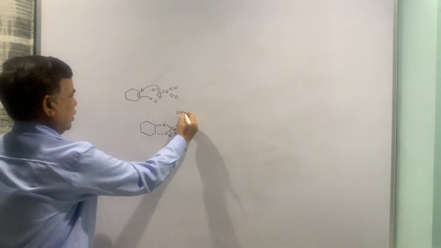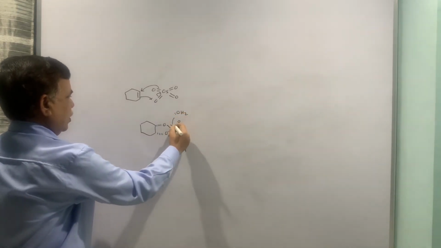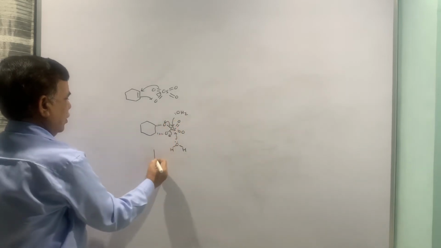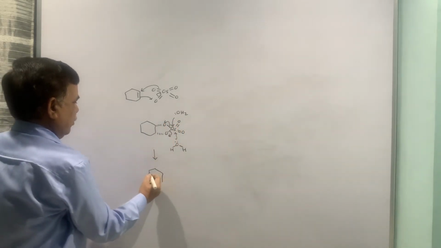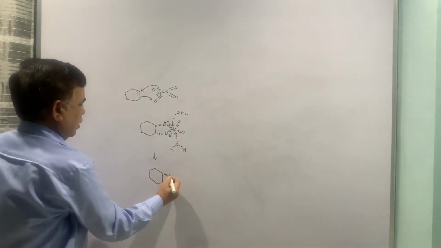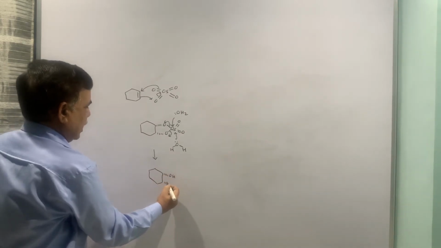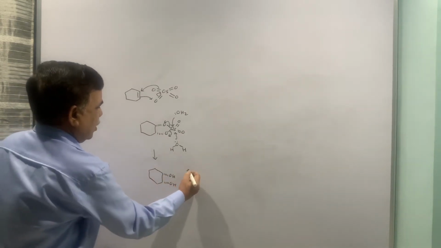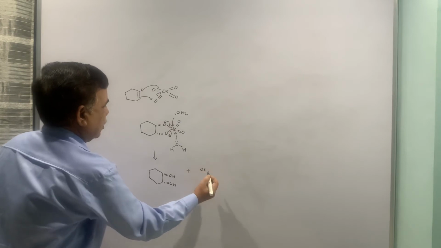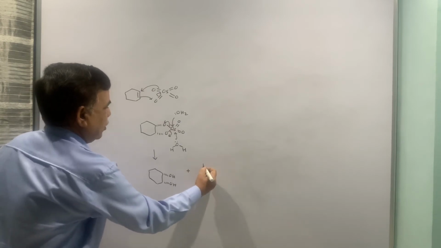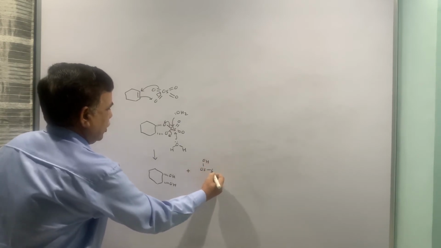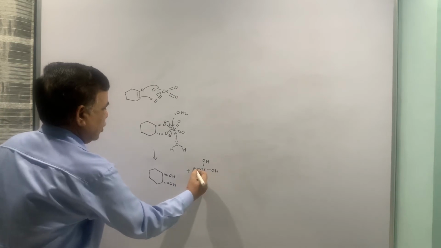Another water molecule I will show from the top, and you will end up with this vicinal glycol along with osmium OH. I am just randomly drawing the structure.